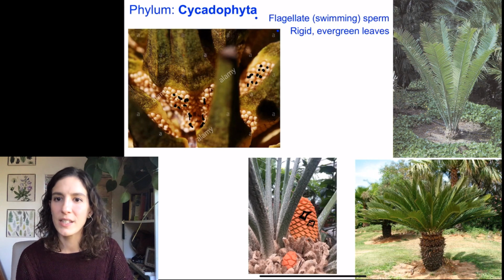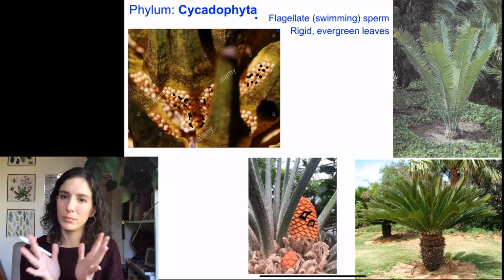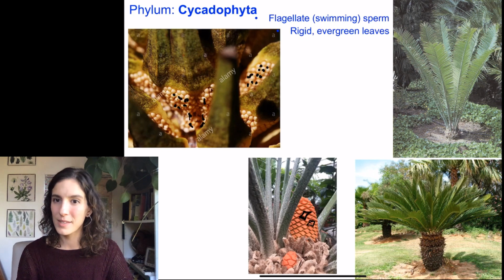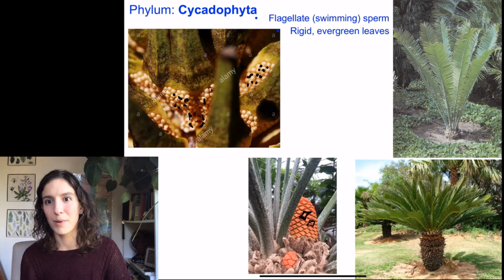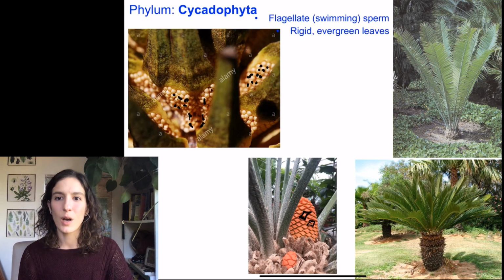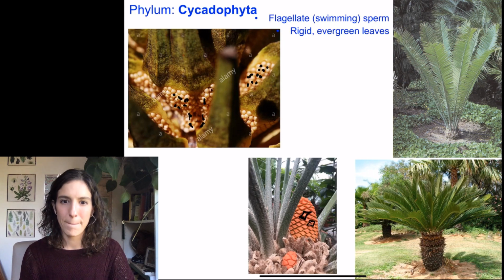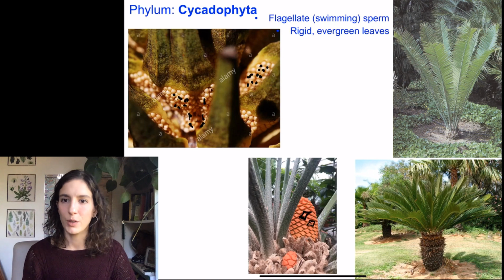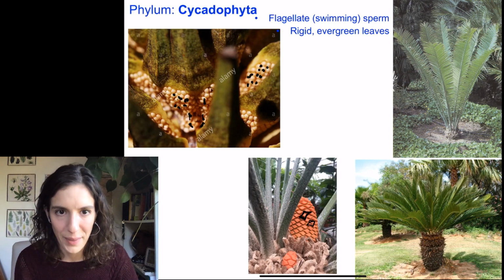The cycads do tend to have this really palm look to them. A lot of times they are called palms. Now the truth is that palm trees are members of the angiosperms, which we'll talk about next week. These are very superficially similar to palm trees. But one of the big differences is these leaves are always going to be really rigid. Now palm tree leaves can also be pretty rigid, but they have a different sort of development. You can ask me that in office hours if you want to talk more about that.